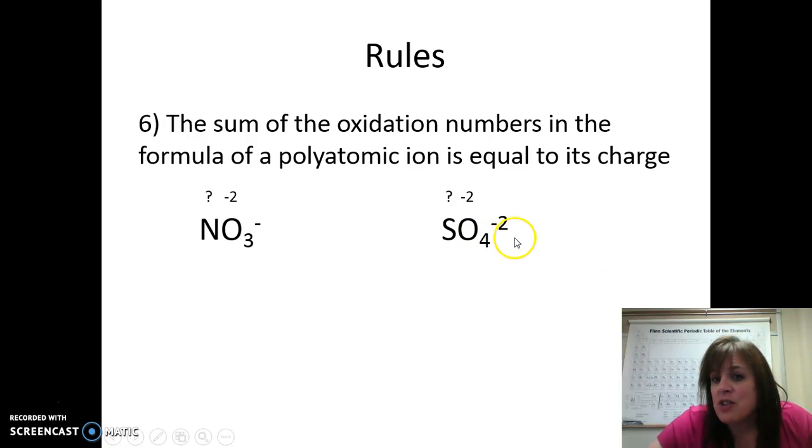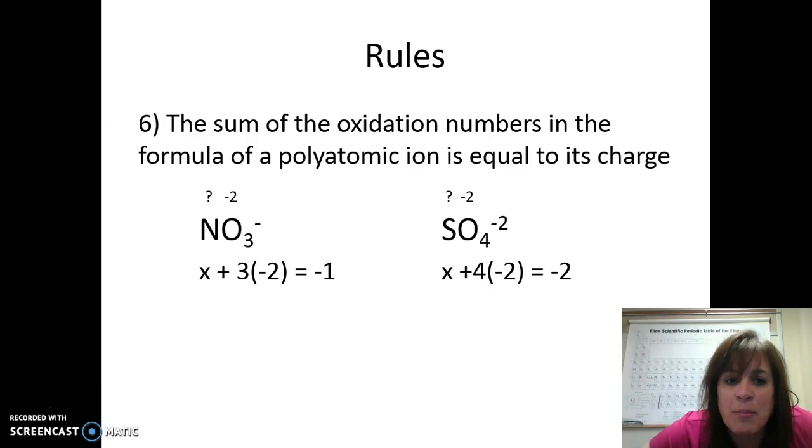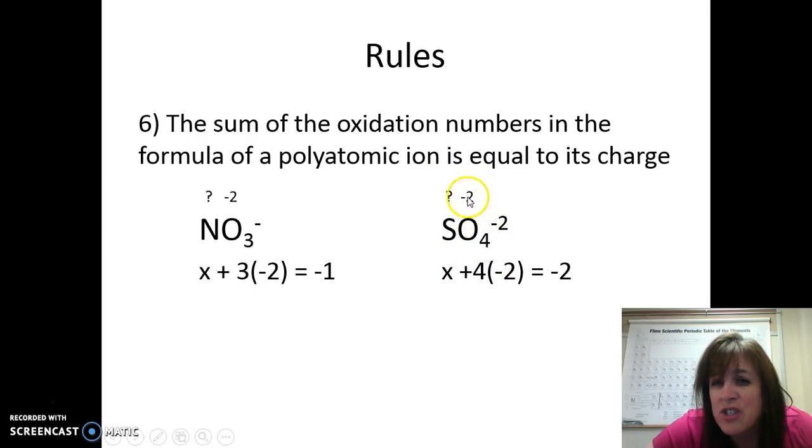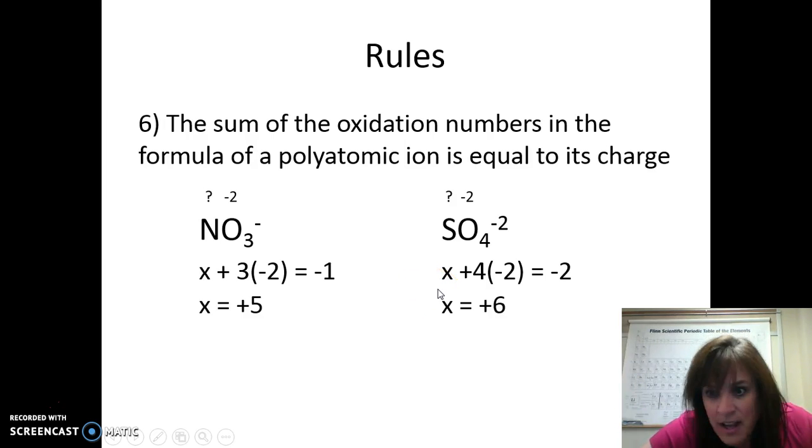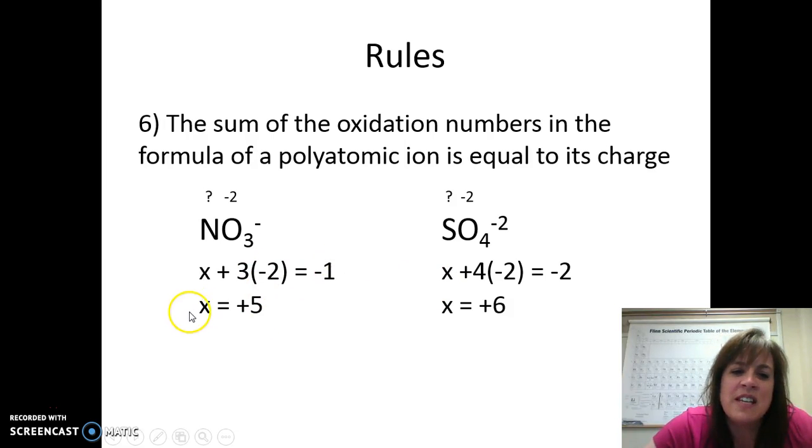Let's take a look at sulfate. Here's sulfate. Sulfate has a charge of -2, and it has oxygen, so that's -2 always, right? That's rule 3. So we can actually set up equations, whether we do it for nitrate or sulfate. We can call sulfur X. And we can say X plus 4 times -2, because there's 4 oxygens, each at -2. So that'd be -8 has to equal -2. So what plus -8 is equal to -2? How about +6?